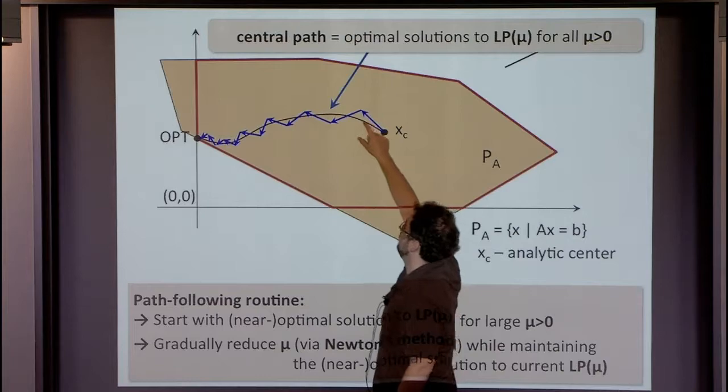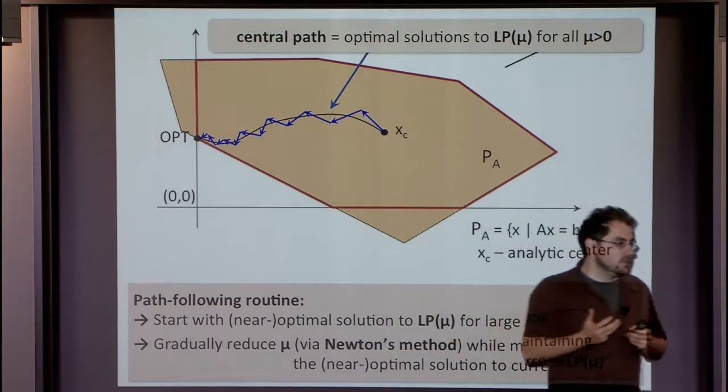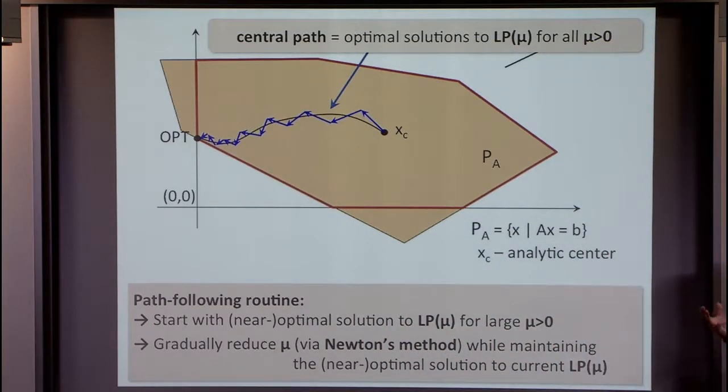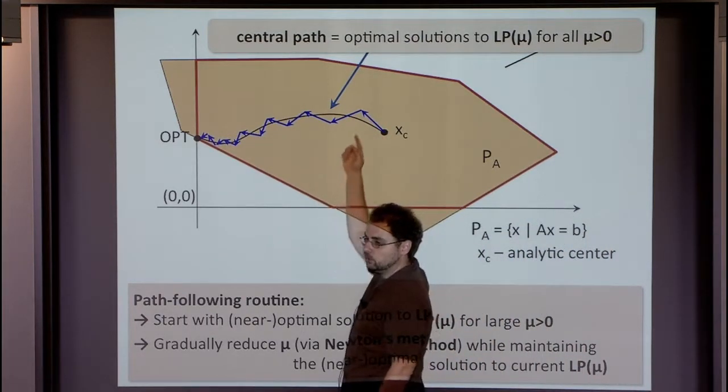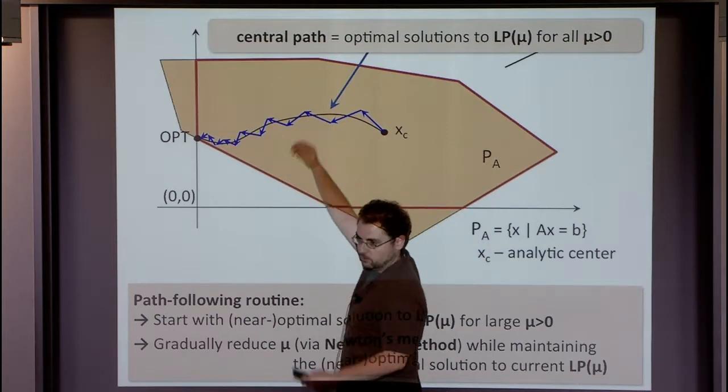Essentially, all that this path following routine is doing is trying to follow this curve by approximating it in discrete steps. And of course, the whole idea here is that on one hand you want to take big steps because you want to have as few steps as possible. But since this thing can be quite curvy, you don't want to take too big steps, so you are losing something.